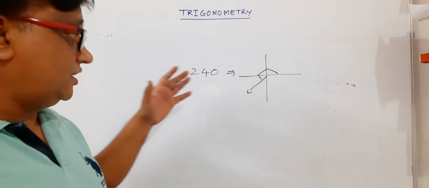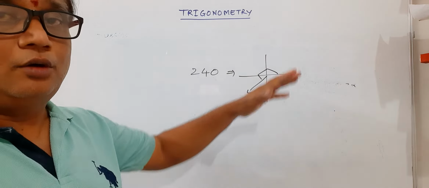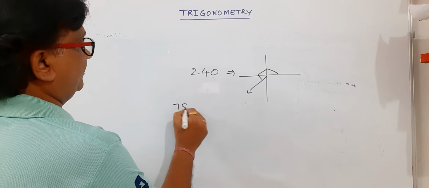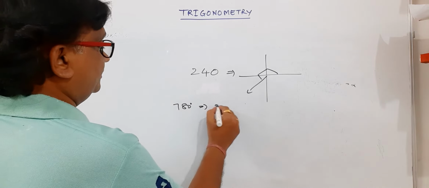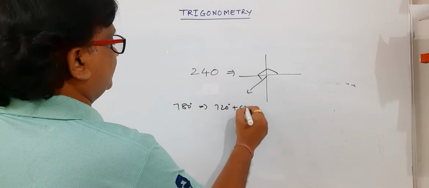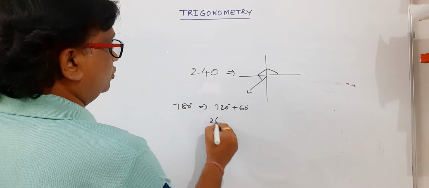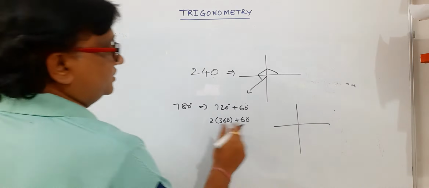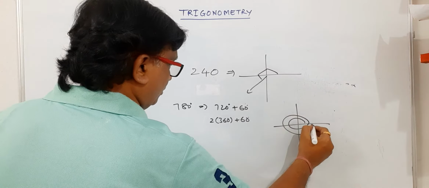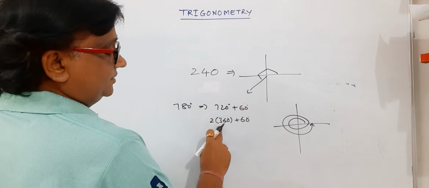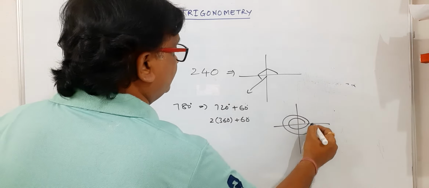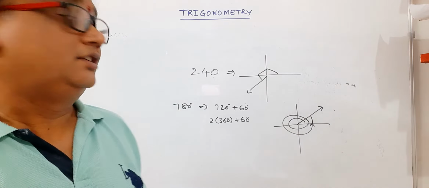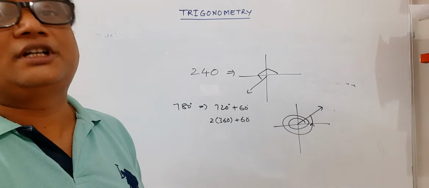So while you are taking the angles, think about how it is rotated. Suppose 780 degrees. That means 720 plus 60 degrees. 720 means 2 into 360 plus 60. So how many 360s are there? 1 rotation, 2 rotations, so 2 complete angles. After 2 complete angles, it joins at 60 degrees. If you take 1620, the same thing happens. So that is the rotations.